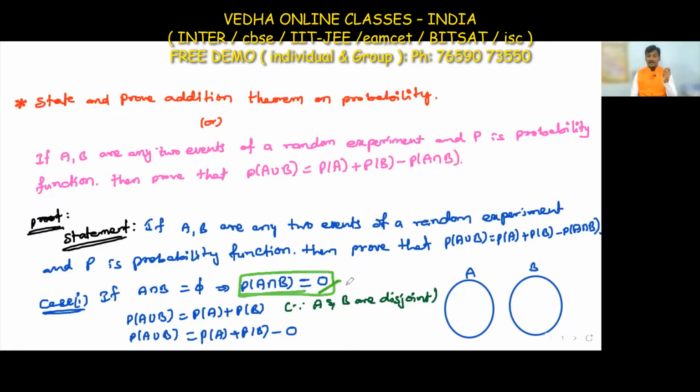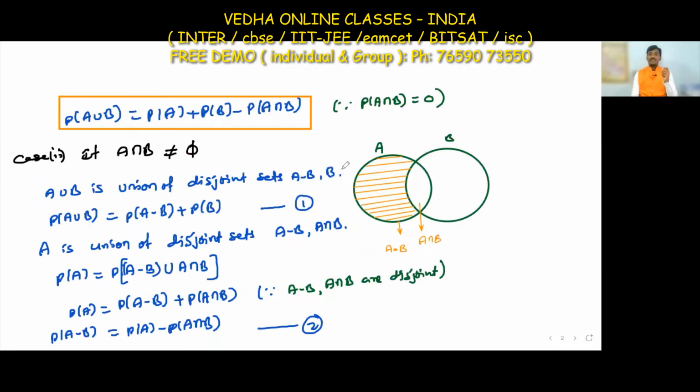That means when there are no elements, the probability is 0. Probability of A union B is equal to probability of A plus probability of B, and probability of A union B we can write as probability of A plus probability of B minus probability of A intersection B. We want that, so that's why I am writing 0. The 0 we can replace with probability of A intersection B, so anyhow it is 0. That's why I kept 0 and replaced it with probability of A intersection B here. Understood? So from case 1 we proved it.